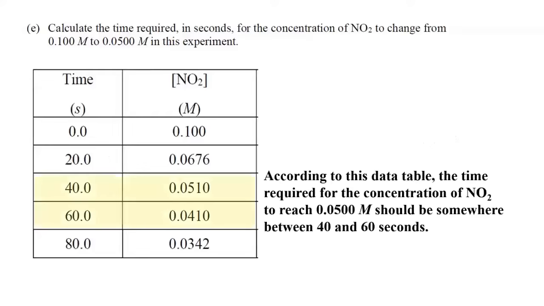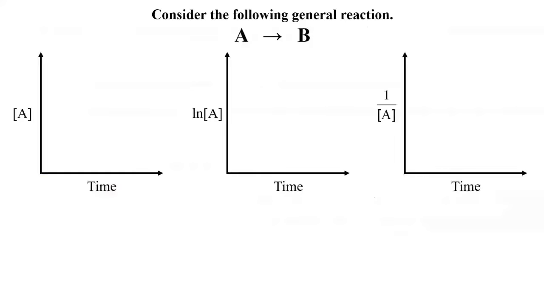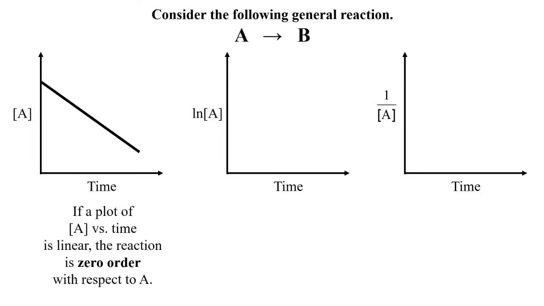Let's take a look more closely at why this seems like it didn't quite work out properly. What you see on this particular slide are three graphs. We have concentration versus time, natural log of concentration versus time, and 1 over the concentration versus time. And as you've learned in this unit, if concentration versus time is linear, it would be 0 order with respect to A.